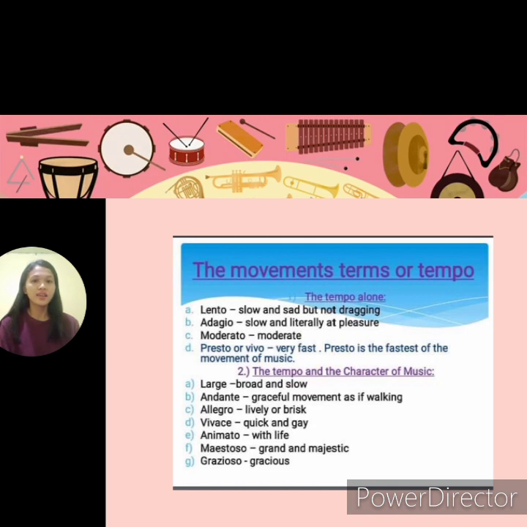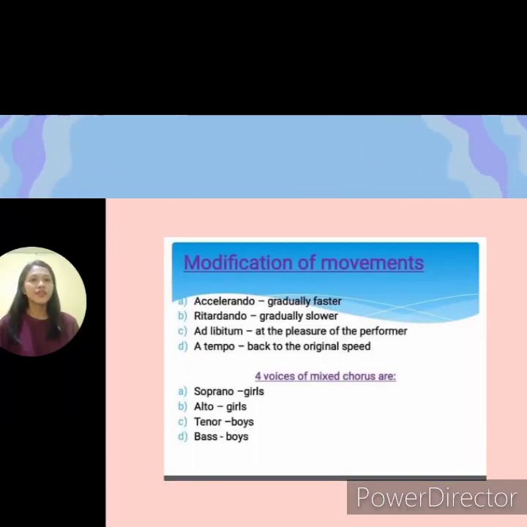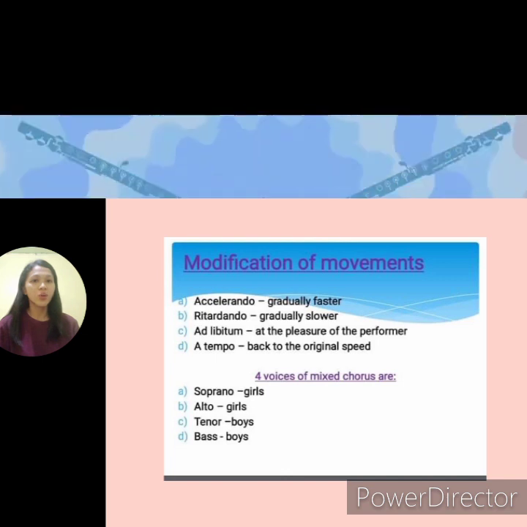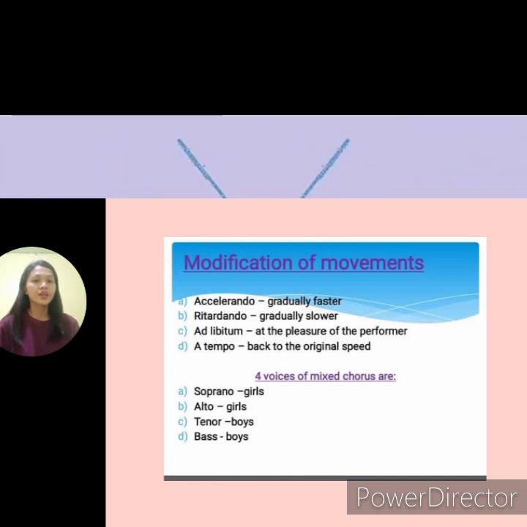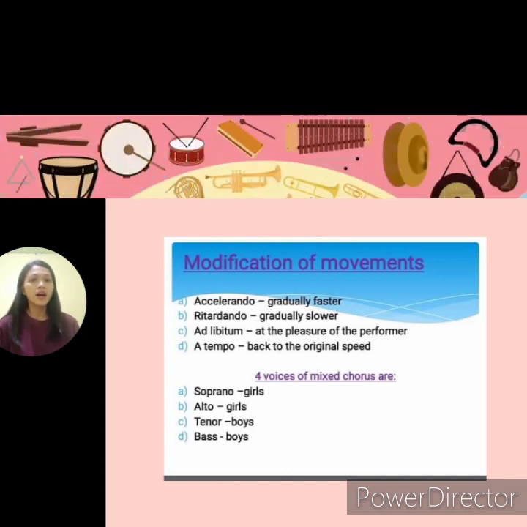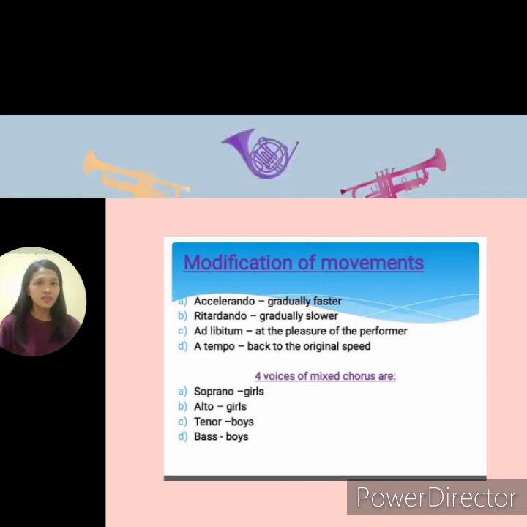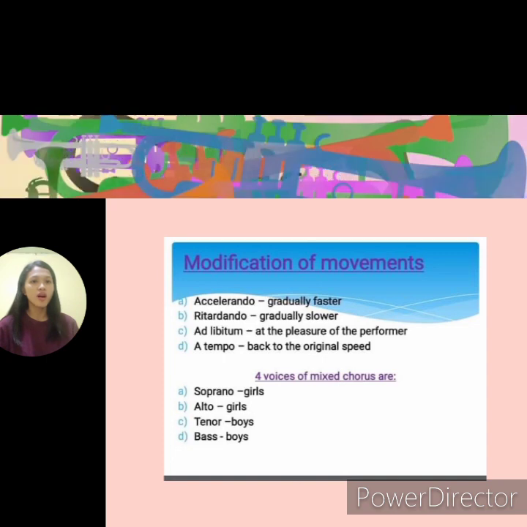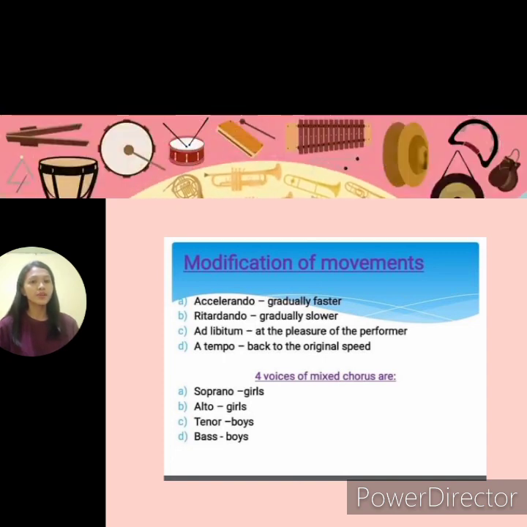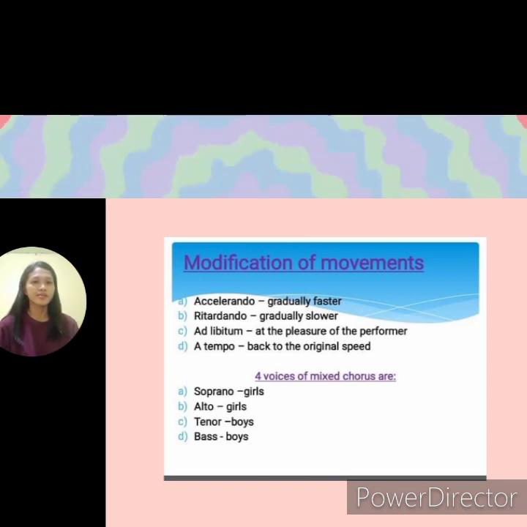Gracioso, the gracious. The modification of movements: A, accelerando, gradually faster. B, ritardando, gradually slower. C, ad libitum, at the pleasure of the performer. Letter D, a tempo, back to the original speed. And there are also four voices of mixed chorus: soprano for the girls, alto for the girls, tenor for the boys, and bass for the boys.